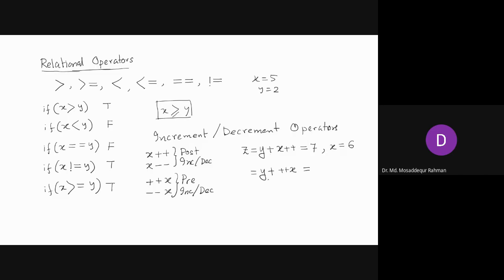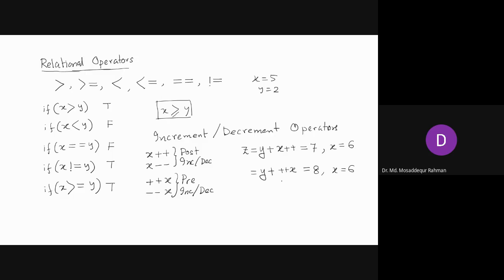In the second case, it will increase the value of x first, and then do the addition. It is pre-increment, right? It will increase the value before executing this instruction. So x will be 6 first, and then it will do the addition. So it will be 6 plus 2, it will be 8. And x is also increased. x will be 6. So there will be two slightly different outputs. They were post increment and pre-increment.